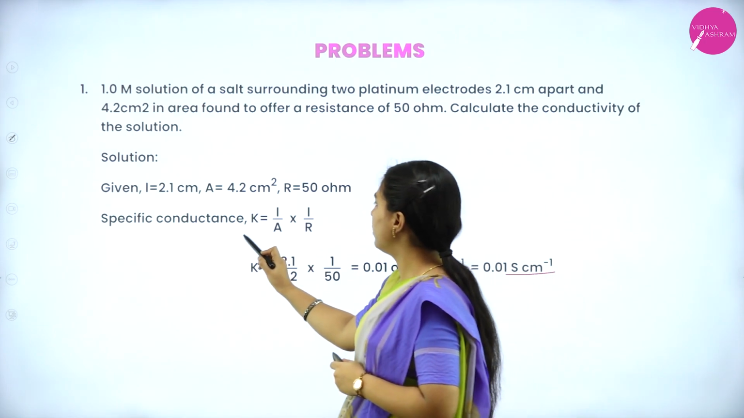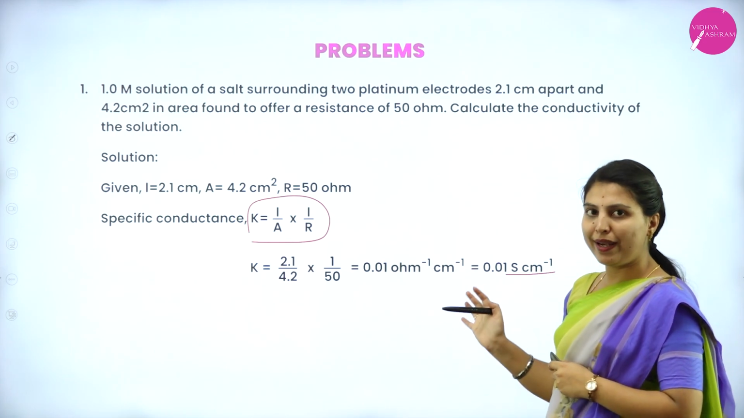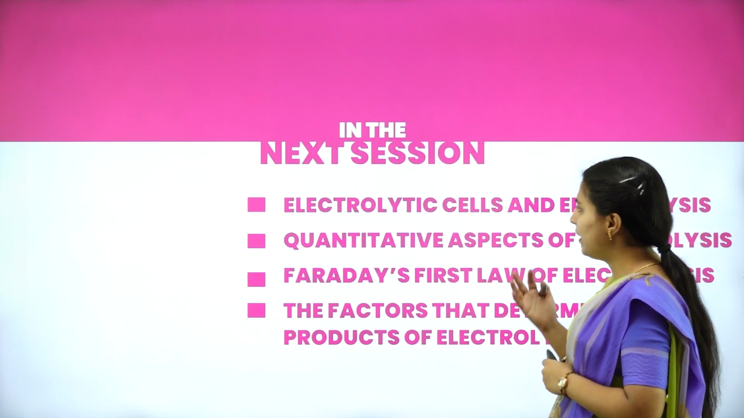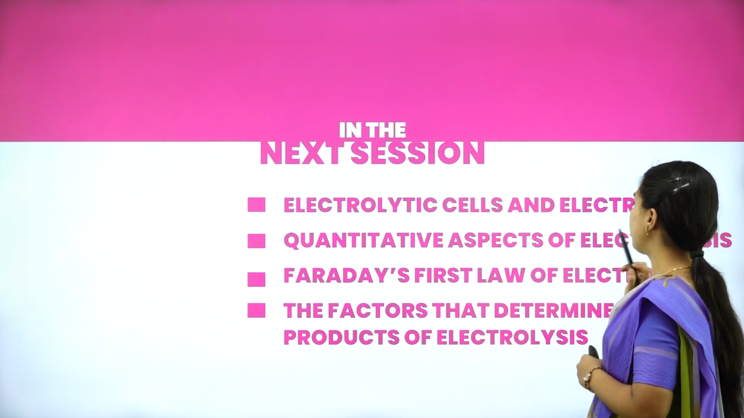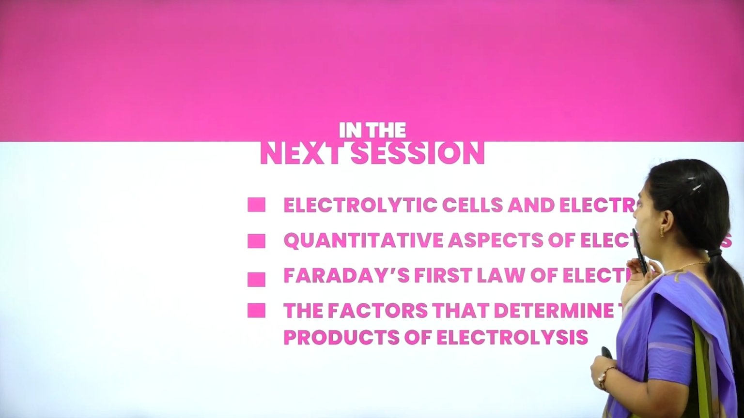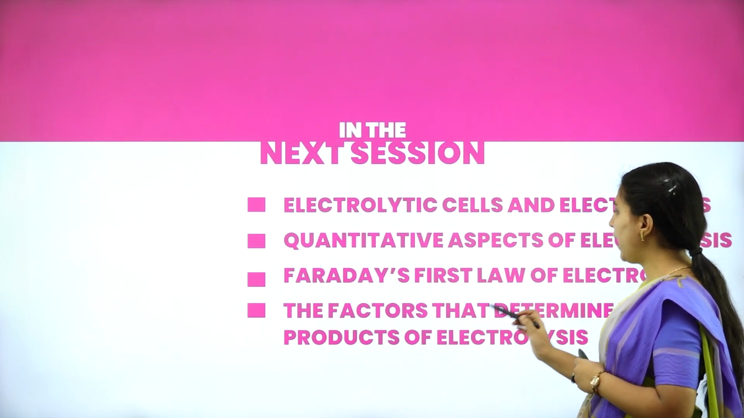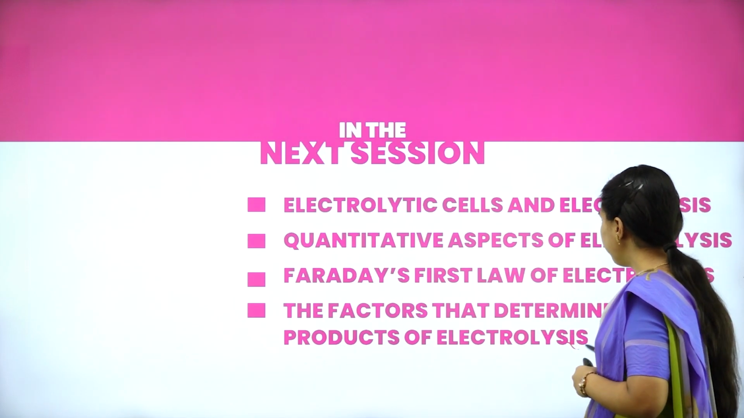This equation is given by specific conductance. This is a very direct problem. And in the next class, electrolytic cells and electrolysis, quantitative aspects of electrolysis, Faraday's first law and second law of electrolysis, and the factors that determine the product of electrolysis will be seen.